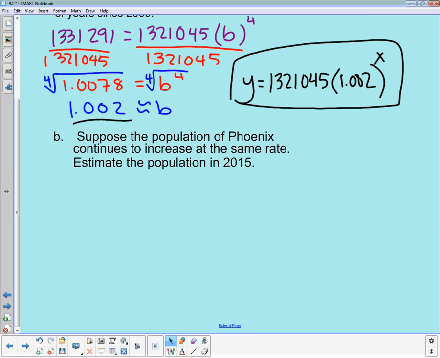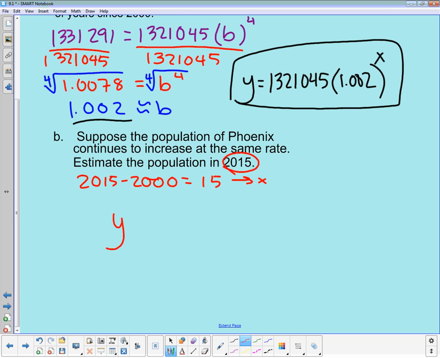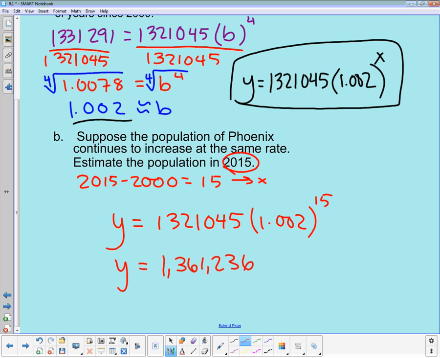Now I can use that equation to estimate the population in 2015. 2015 minus 2000, which is my starting value, is 15. That means that's what I'm going to plug in for X. So I'm going to take that equation that I wrote in A, Y is equal to 1,321,045 times 1.002, all to the 15th power. And when I plug that into my calculator, I end up with 1,361,236 people.